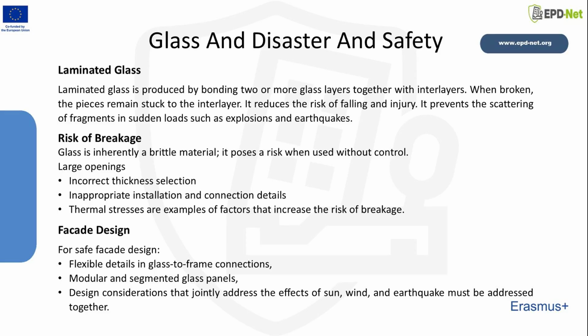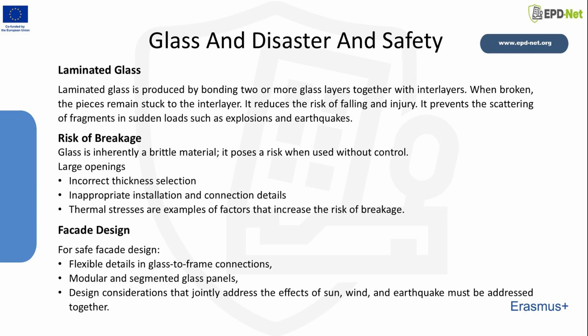Despite its advantages, glass remains a brittle material. Improper design may result in dangerous fragmentation during impact or seismic movement. Laminated glass improves safety by bonding multiple glass layers with interlayers. When broken, fragments adhere to the interlayer rather than scattering. Tempered glass increases impact resistance, but shatters into small pieces when broken. Each glass type must be selected according to context and risk level.